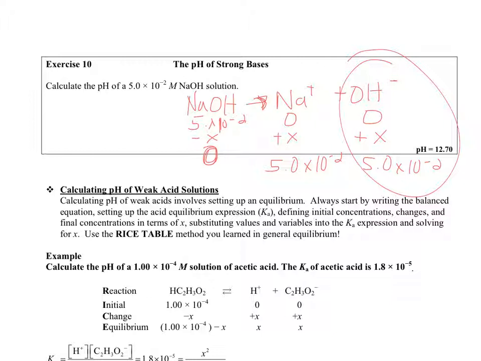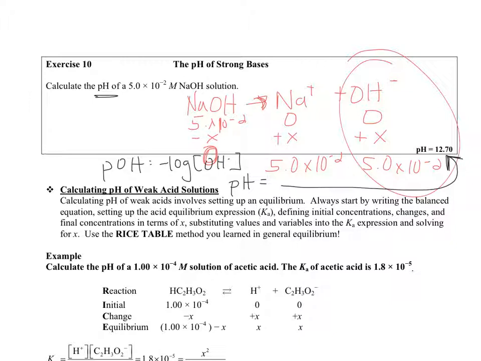If we're trying to find the pH, how would we do that from the OH value? Well, we would first find the pOH, which is the negative log of the OH concentration. And then from there, we can find the pH. So plug in those numbers into your calculator and be sure you can come up with this pH.